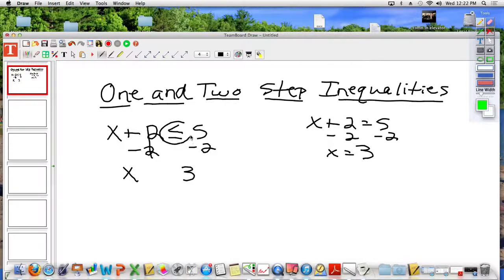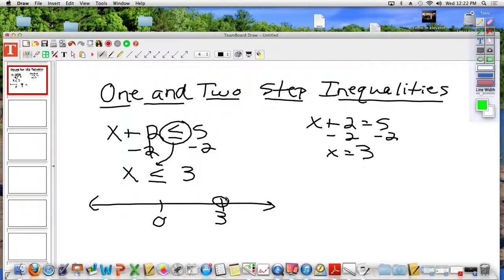The only difference between what I did over on the right with the equal sign and what you need to do here is that your answer has to have an inequality symbol in it. So it reads x is less than or equal to 3. When you graph this, you go to 3, you put a circle there. Do I color it in or do I leave it empty? You color it in. It says less than or equal to 3. So I'm going to shade everything to the left of 3.